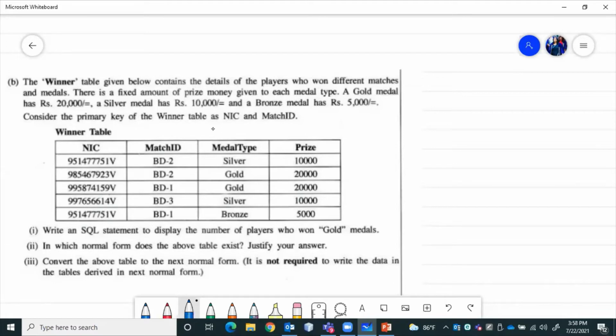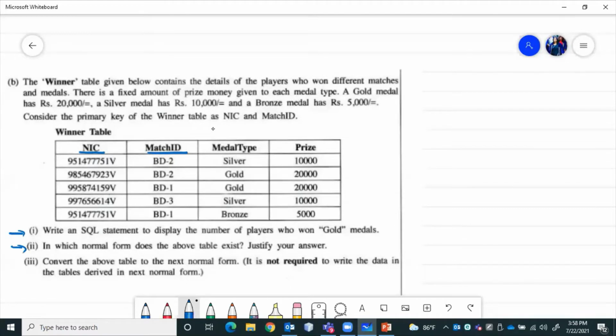Consider the primary key of the winner table is the NIC and the match ID. So here you need to underline NIC and the match ID as the primary key, right? Now write an SQL statement to display the number of players who won a gold medal. I'm not going to talk about this question. Let's see the second question.